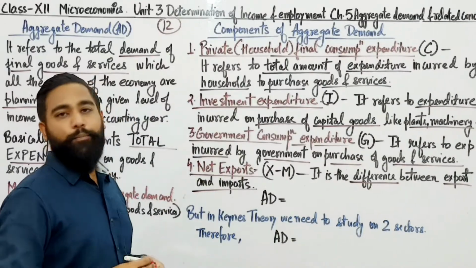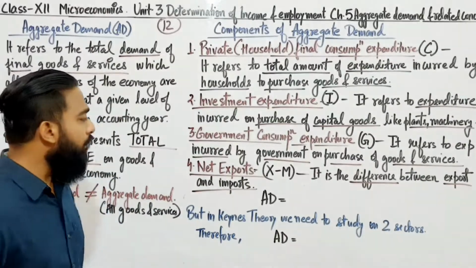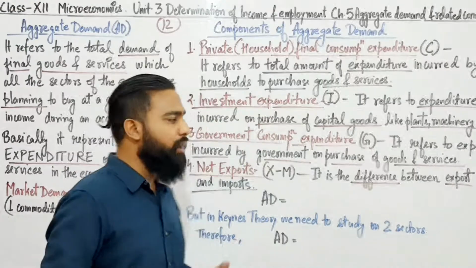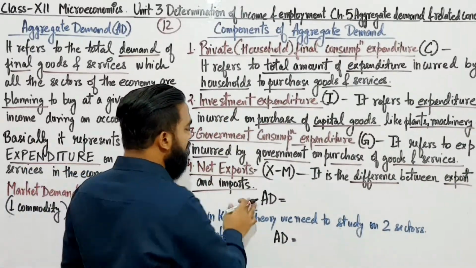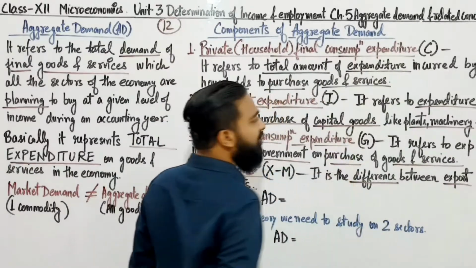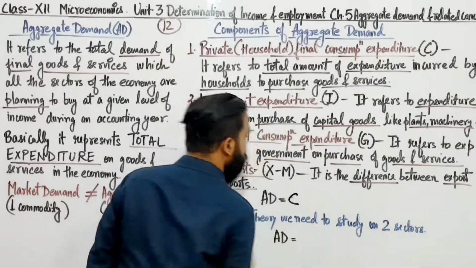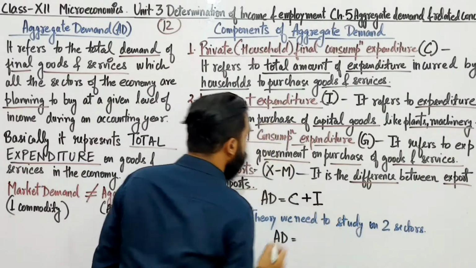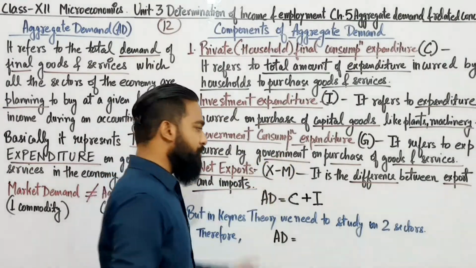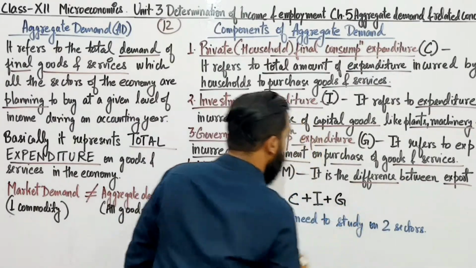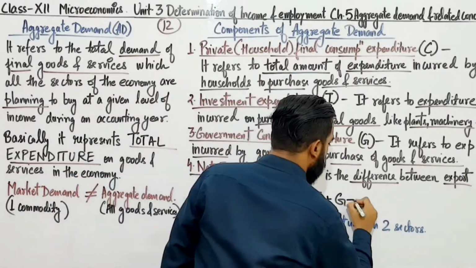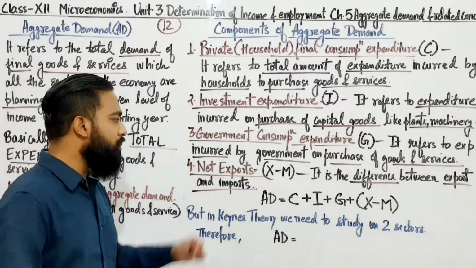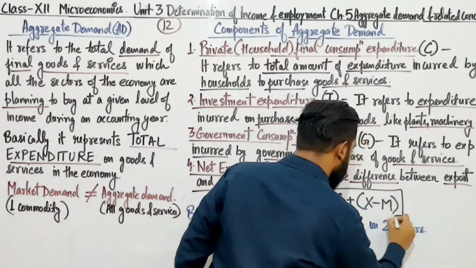These are your components. Now, if I ask you to write the formula of aggregate demand, you can very easily say that aggregate demand is equal to private final consumption expenditure, denoted as C, plus investment expenditure, denoted by I, plus government consumption expenditure, denoted by G, plus net exports, denoted by X minus M. So this is your formula of aggregate demand.